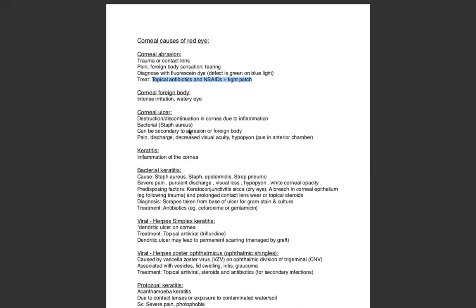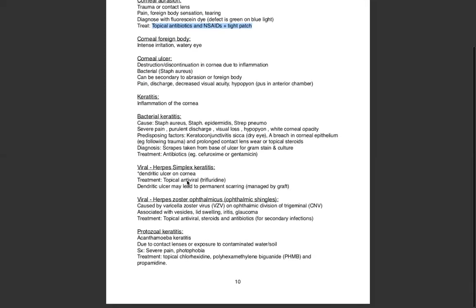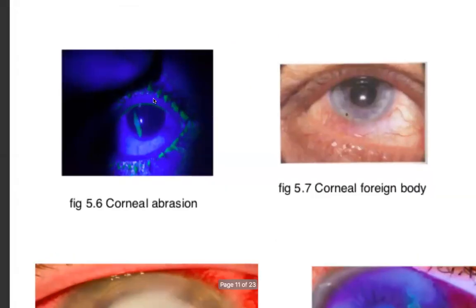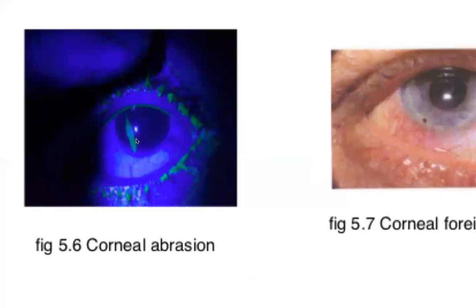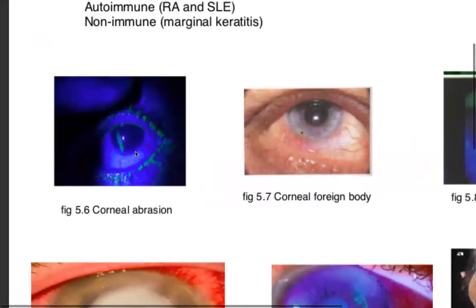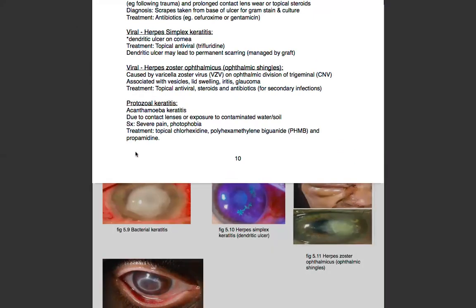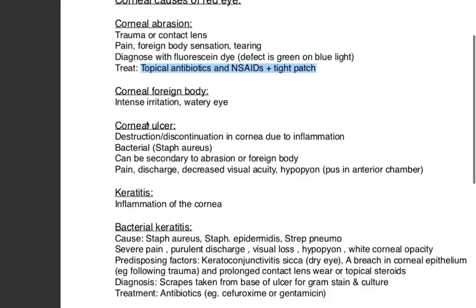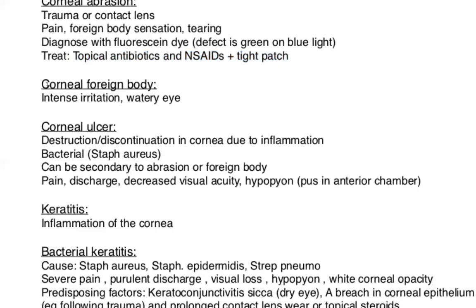Well, I'll show you what it looks like. So this is a corneal abrasion. See? There's literally a cut. If you put the fluorescein dye, you'll literally see the cut on blue light. Okay? Next, corneal foreign body, which is just any body inside the eye, there will be intense irritation and watery eye, and on examination you'll see the foreign body.